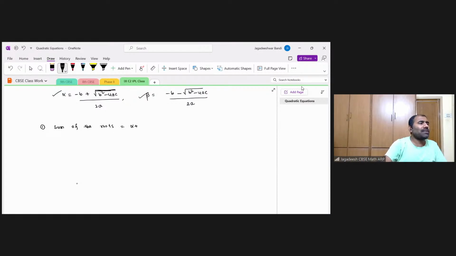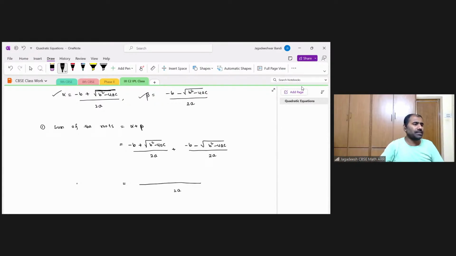Which is nothing but alpha plus beta. So our alpha value is (-b + √(b² - 4ac)) divided by 2a, plus beta. Beta is (-b - √(b² - 4ac)) divided by 2a. Here also again, the denominators are the same, so we can just add the numerators. Make one denominator, then just add the numerators.